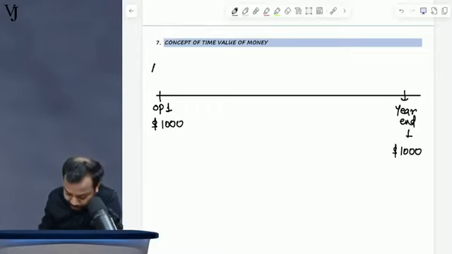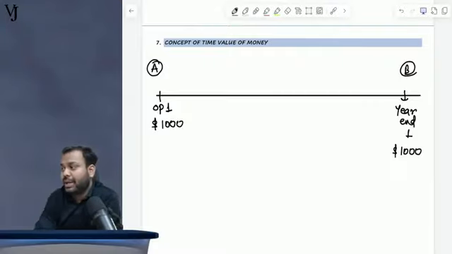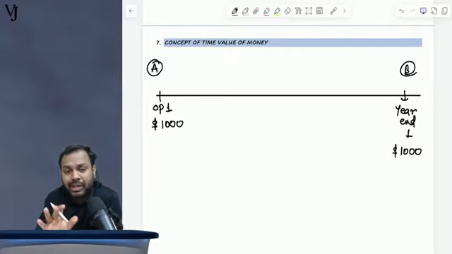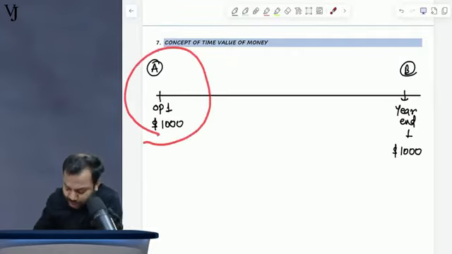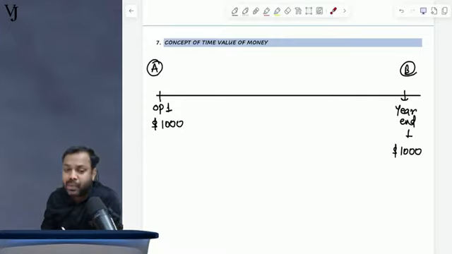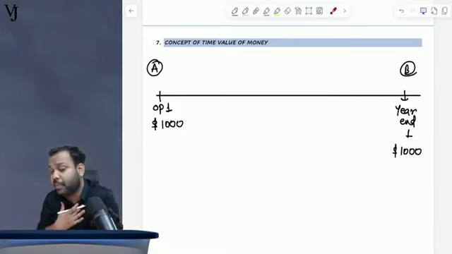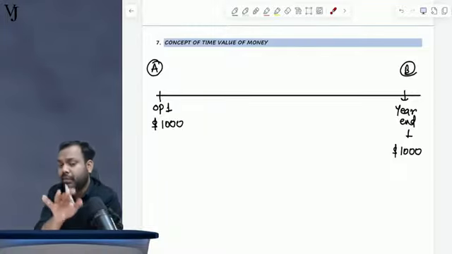This is option A. This is option B. Which one do you want, A or B? And it's a promise that I will give. Don't say, sir, I need option A because you might default. No, I will not default. I will promise. If I make a promise, I will not default.